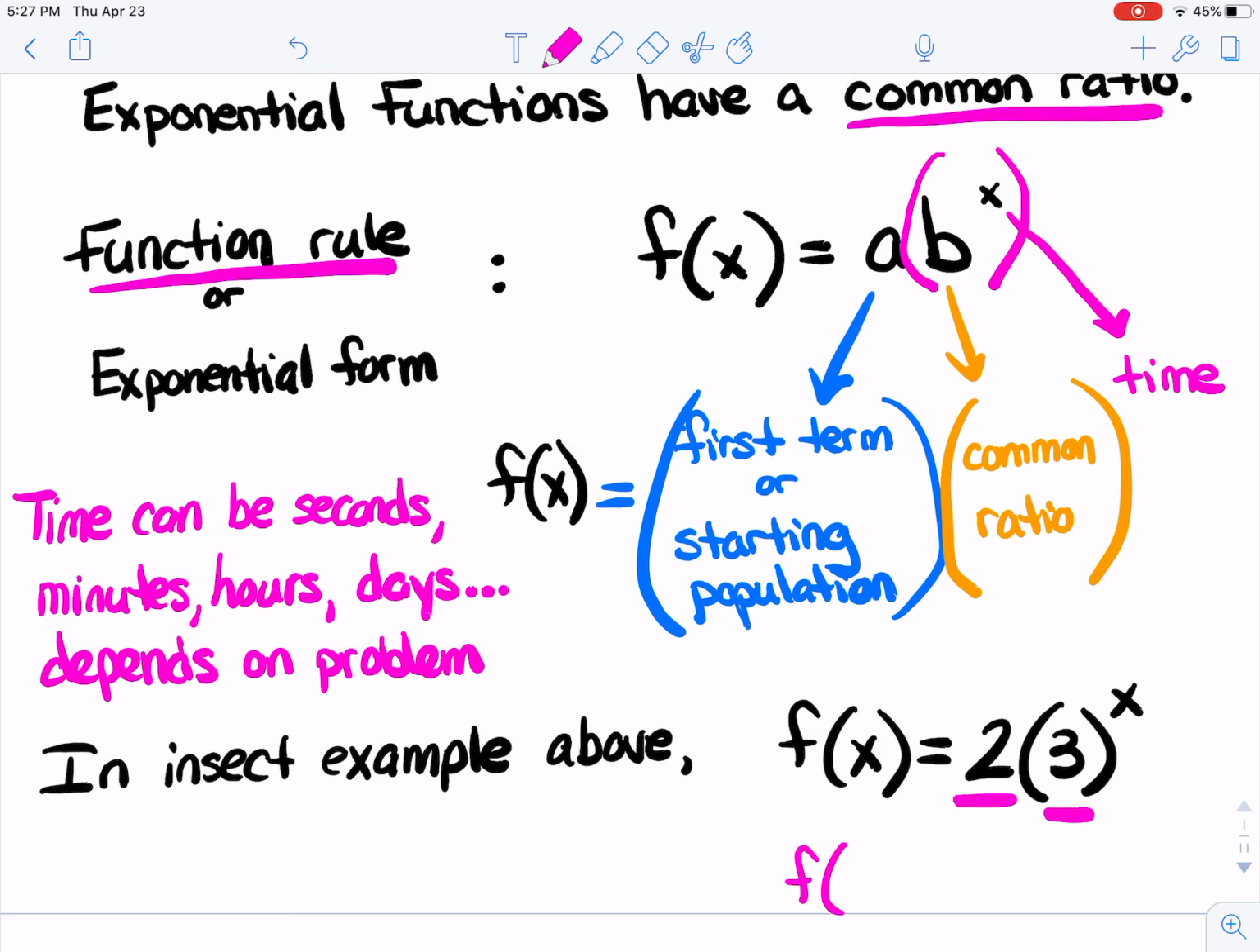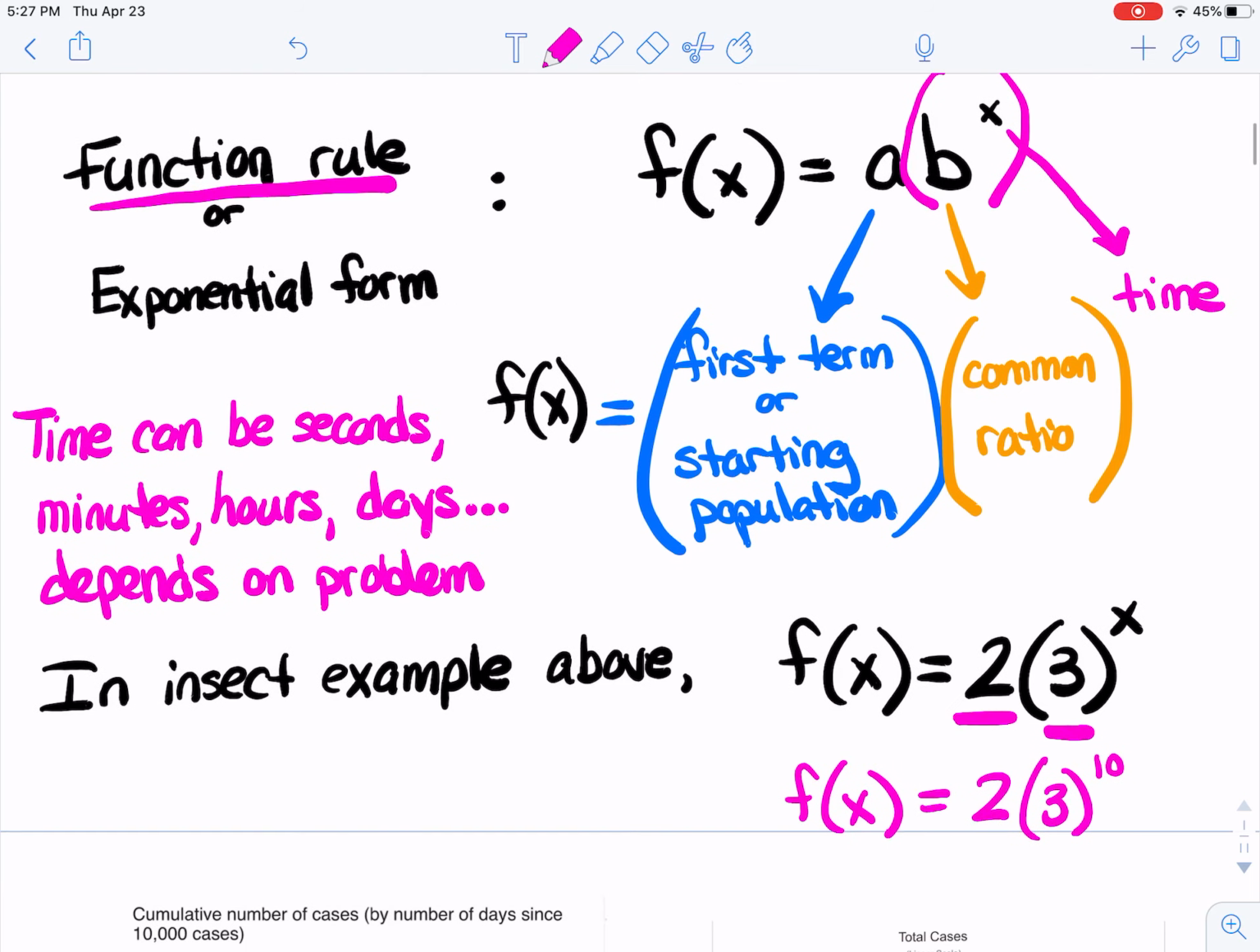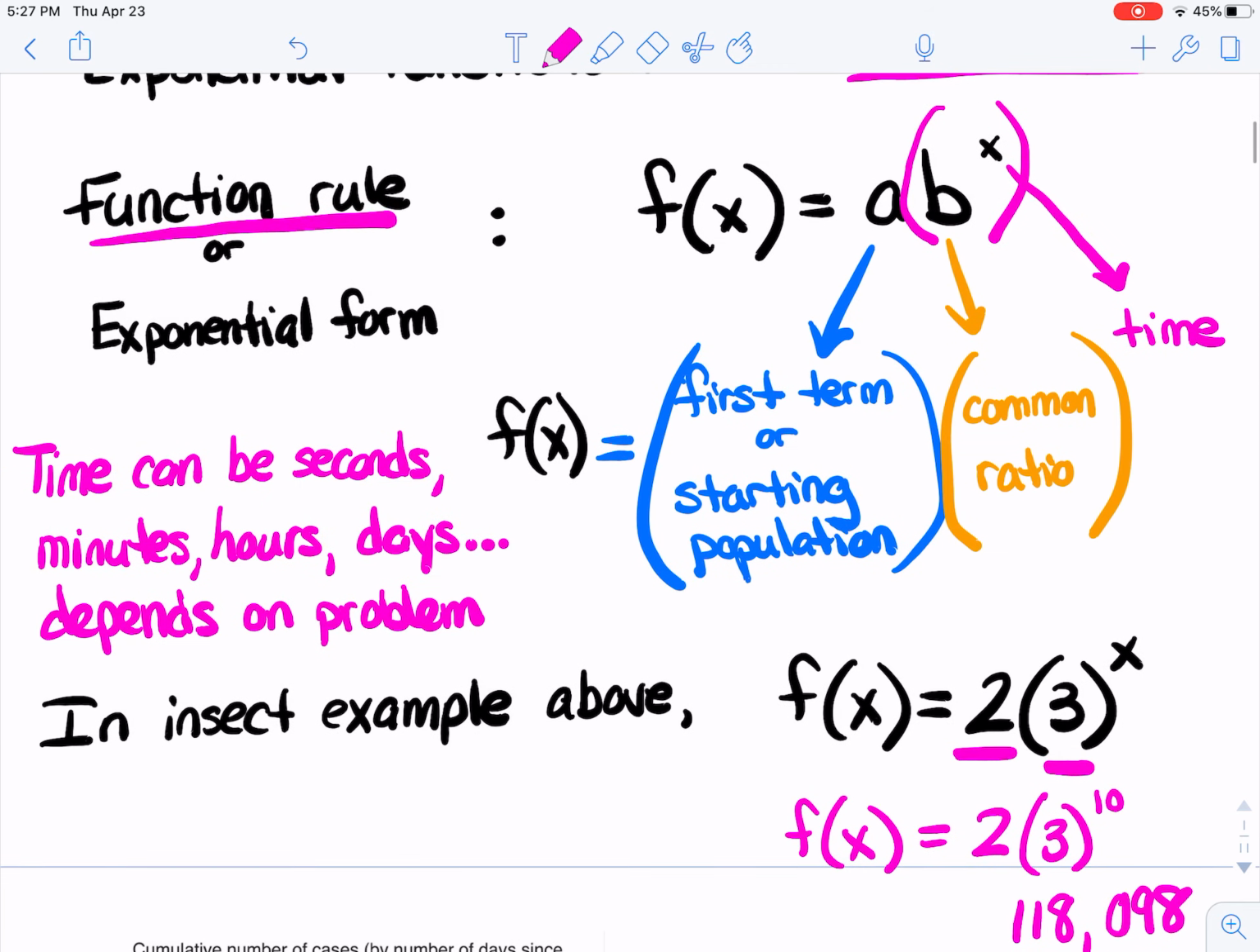Well, in this example, if I wanted to find out the 10th day, then I would type this into my calculator. I'd put the 10 for the power of x. There is no minusing 1 here. That's something different. This is just strictly to the power of 10. If I want a different date, I would do that. And on the 10th day, there are 118,098 ladybugs in that little ladybug habitat.